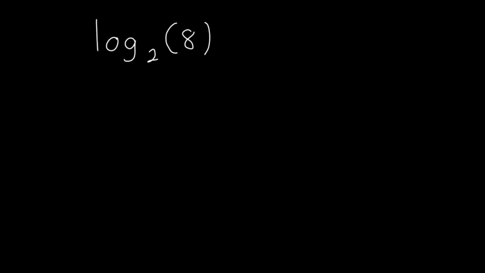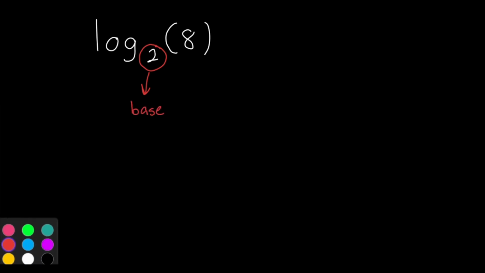A logarithm is an expression that tells you how many times you multiply a number by itself to get another number. It does this by using its two components, the base, which is this small number here, and the argument, which is to the right of it.